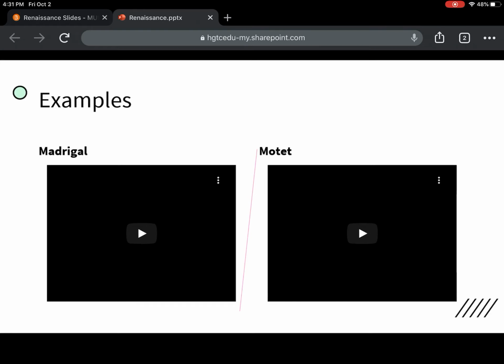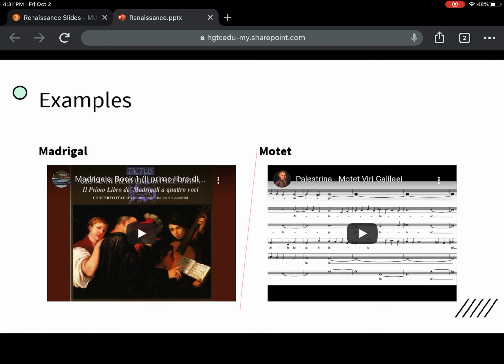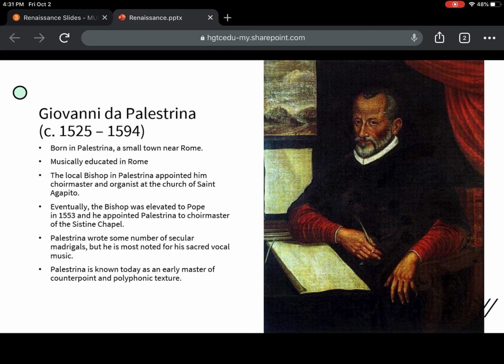If there's some examples you can listen to in your own time, they're both really great. The one on the left is the same listening example that your book recommends, and the one on the right is some lovely Palestrina, one of my favorites.